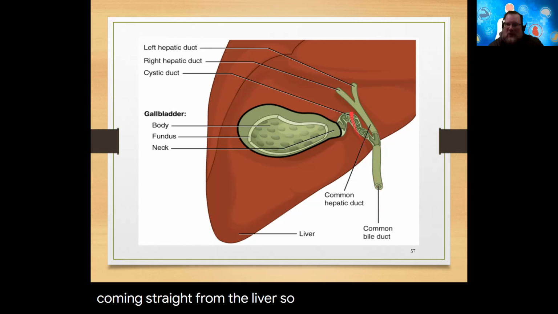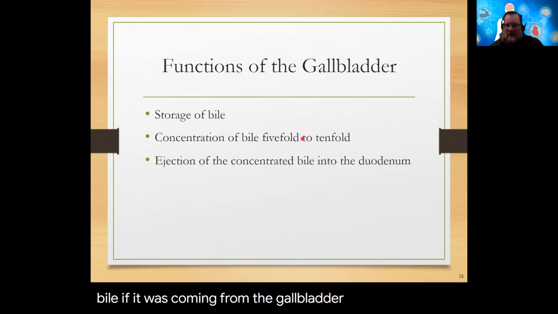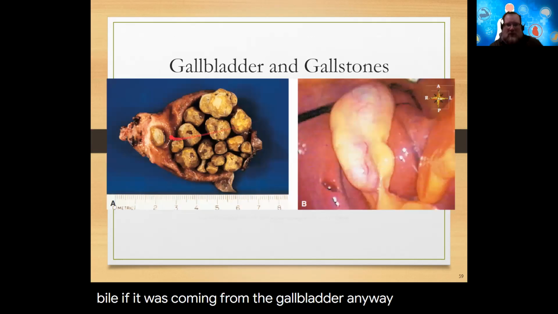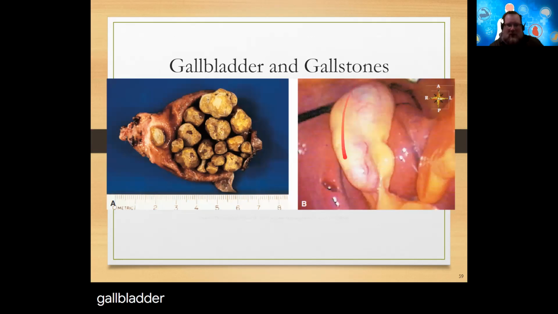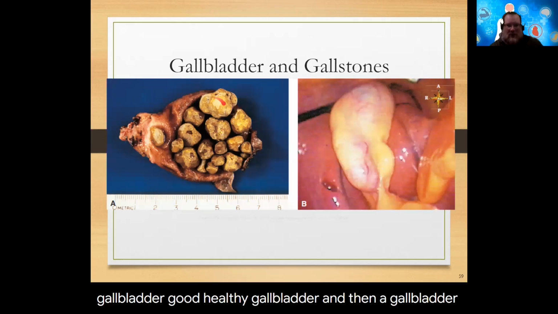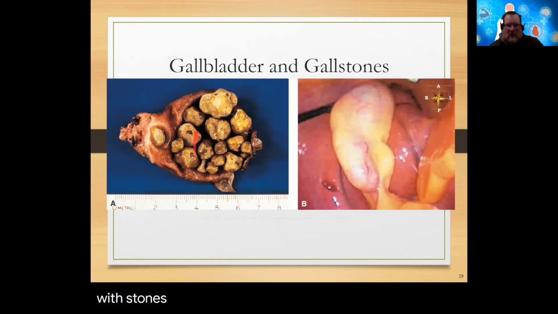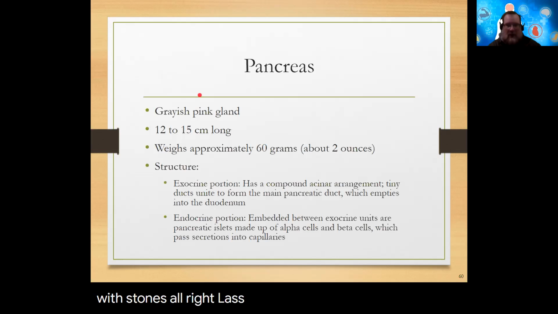So anyway, if you remove this gallbladder, then while we're breaking down lipids, we would have to secrete twice as much bile to get the same effect that we would get from the gallbladder. Anyway, there's a good healthy gallbladder, and then a gallbladder with stones. Ouch. All right, lastly, and then we're done.